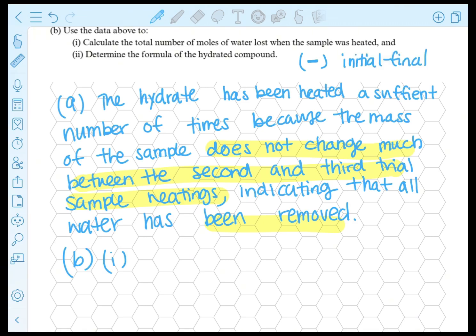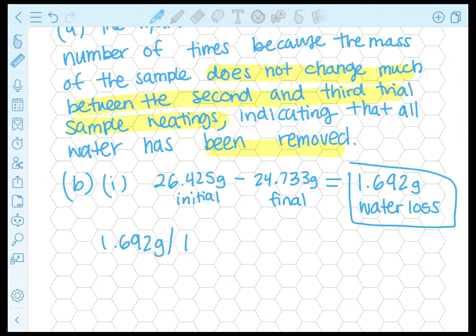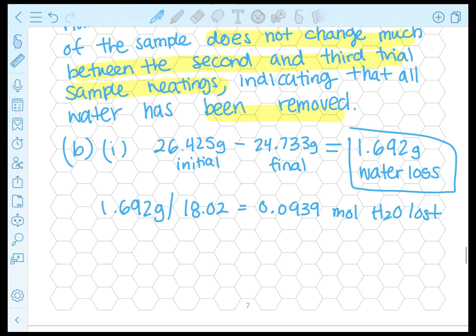So here we have to subtract the initial mass, 26.425 grams, by the final mass, 24.733 grams. And that gives us 1.692 grams of water loss. And now we're just going to turn this into moles by dividing by the molar mass of water. And that gives us 0.0939 moles of water loss. So that would be the correct answer for part B1.